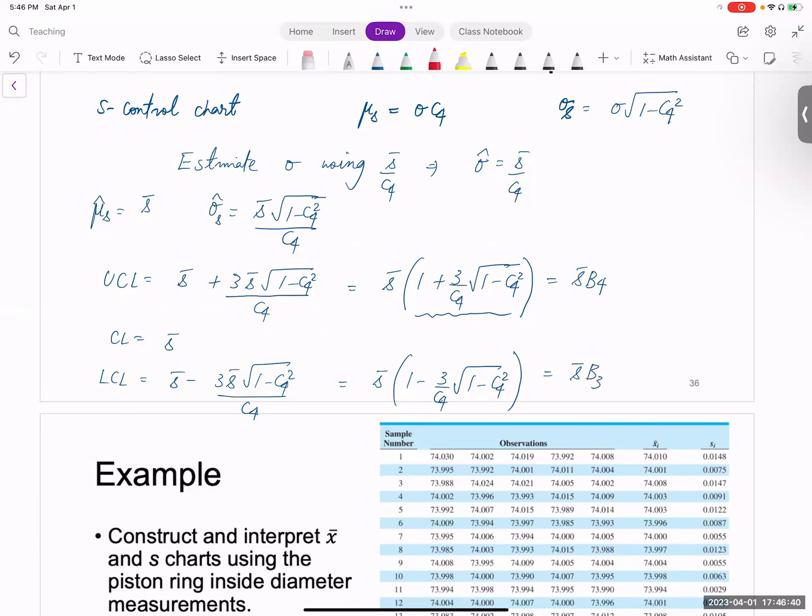And that, my friend, is the end of control charts, major control charts, not all the control charts, because again, this course is control chart, S control chart.